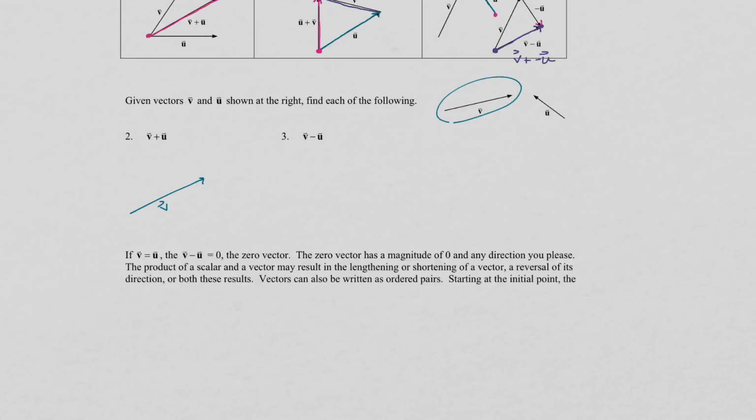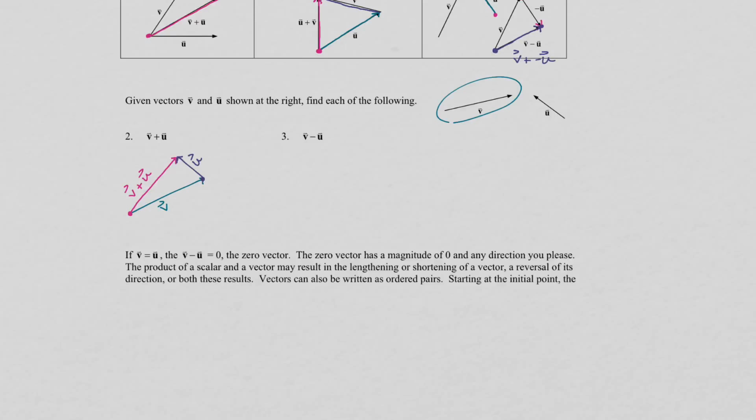And then if I want to add u, what I do is I put the initial point of u at the end of v. So I come up to the end of v, and that's my starting point for u, and then I draw, again, an approximation of u. It's shorter than v, and it's going off to the left. So that's my u. And then the sum of the two will be the vector from the initial point of v, the starting point of v, drawn to the ending point of our redrawn u. So this is v plus u, like that.